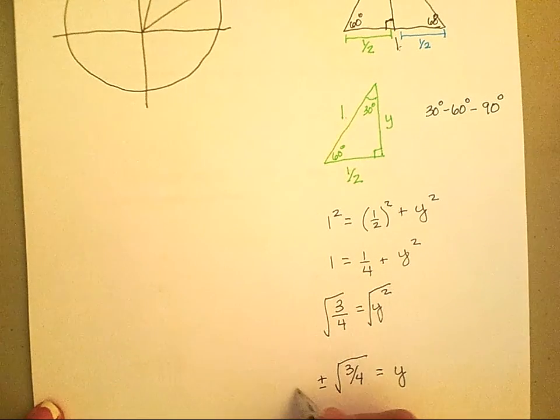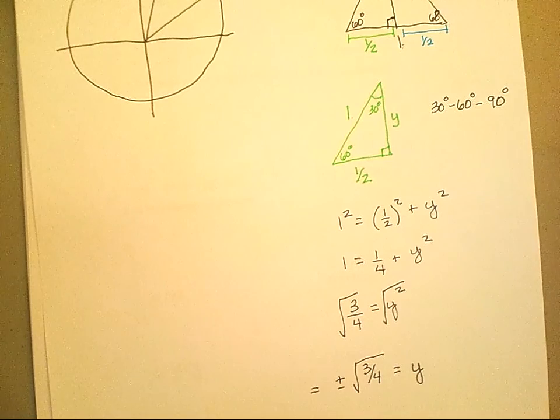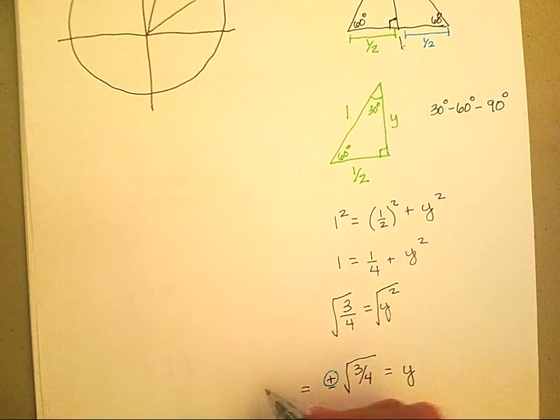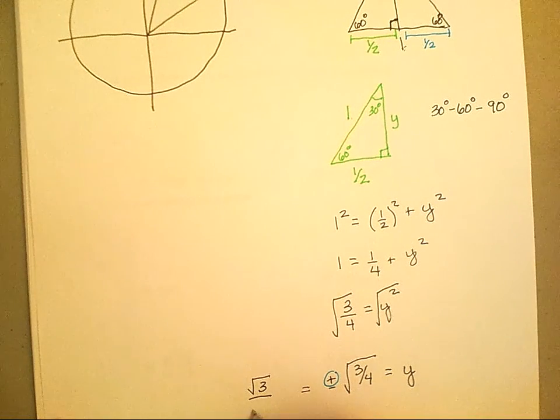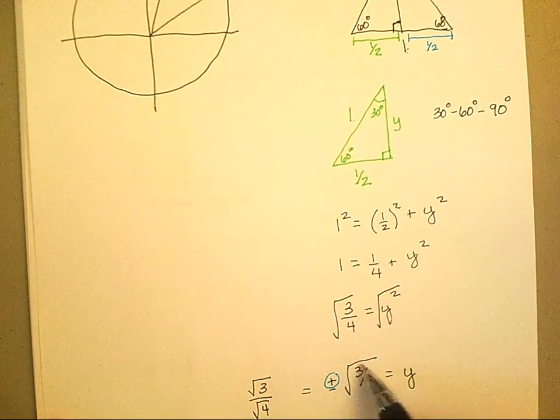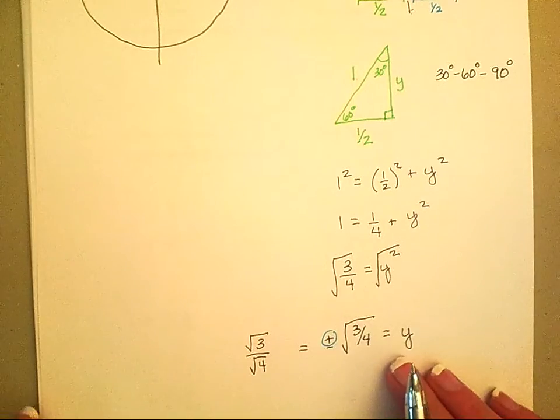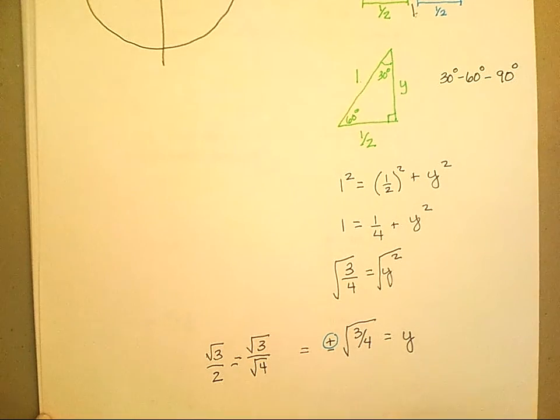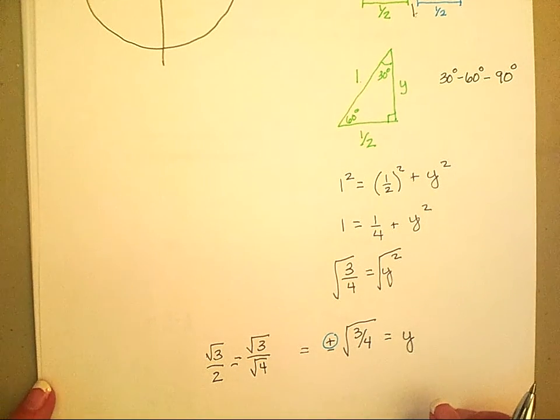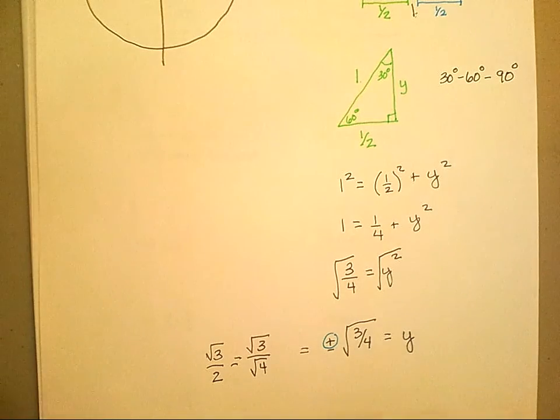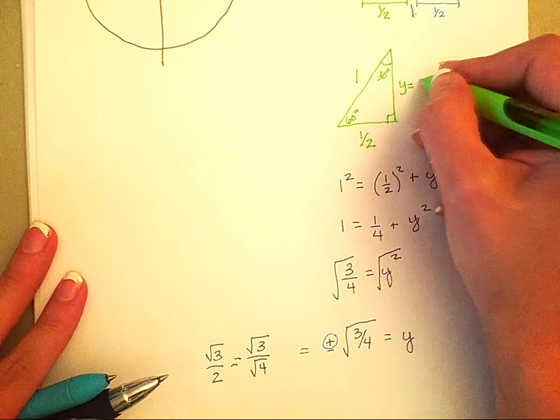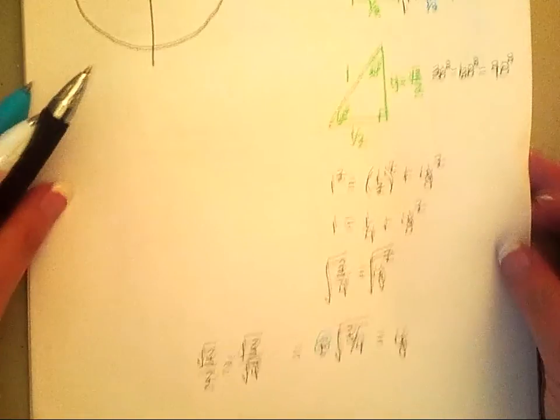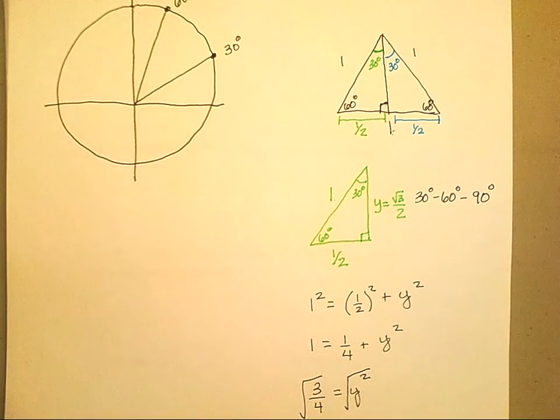And now, let's do the same trick that we did before. We're going to be in the first quadrant, so let's just take the positive for right now. Then this becomes the square root of 3 over the square root of 4, splitting up the radical with the quotient, which is the square root of 3 over 2. So what does that tell us?